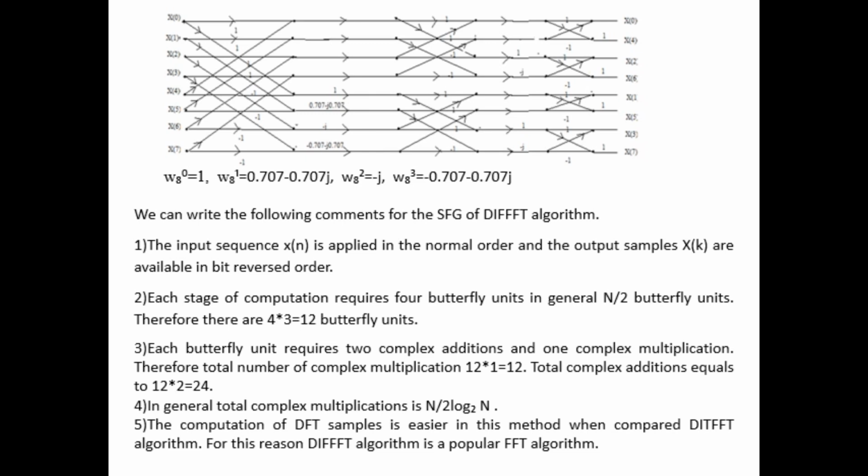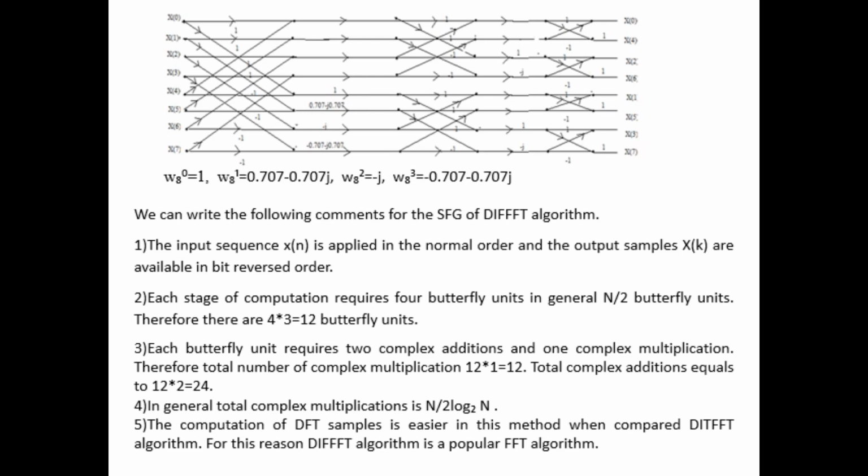First one, the input sequence x of n is applied in the normal order and the output samples X of k are available in the bit reversed order. Second one is each stage of computation requires 4 butterfly units, in general, N by 2 butterfly units. Therefore, there are 4 into 3, 12 butterfly units required.